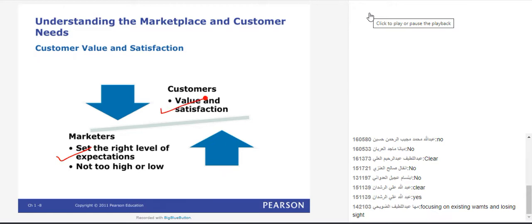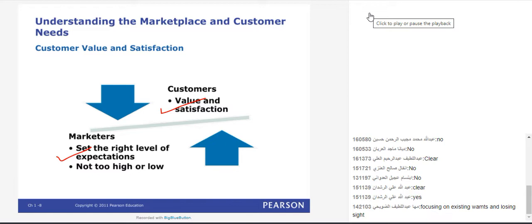If they set their expectation too high, they will not be satisfied. If we set customer expectation too low, they might think that you are providing not very good products. So we need to make this balance between value and satisfaction. We should set the right level of expectation, not too high or too low.